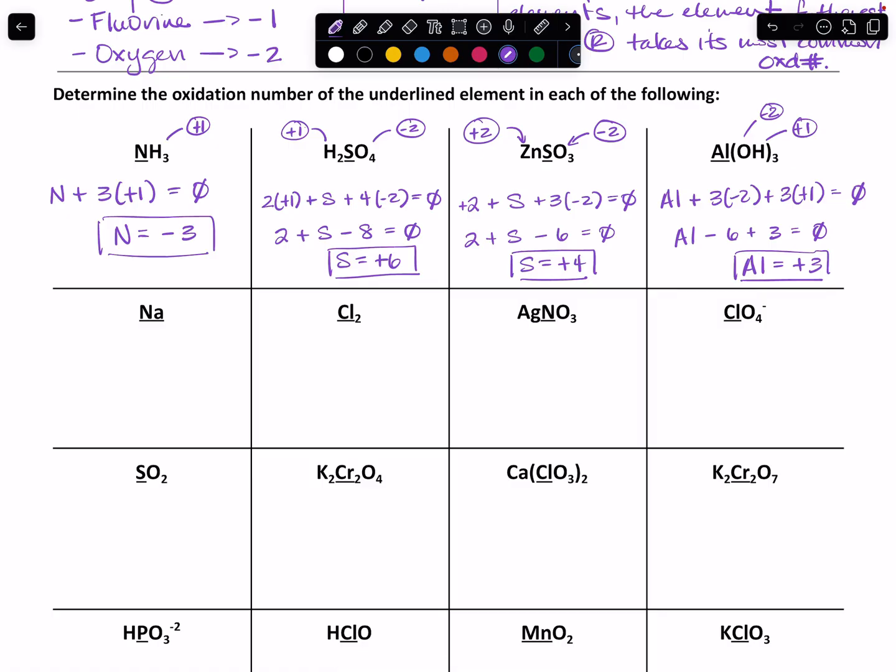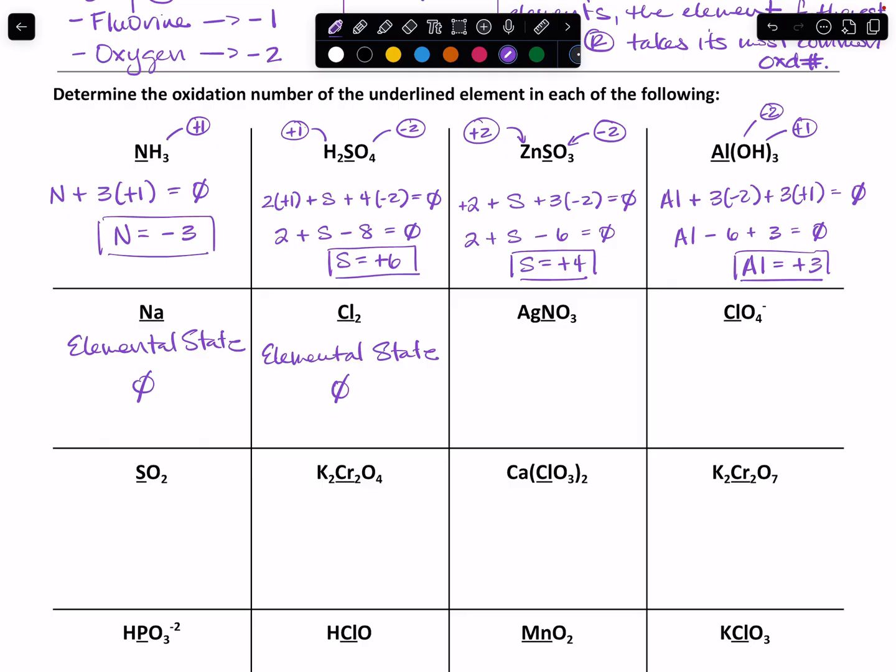All right, up next, sodium. This is an elemental state. And when that is the case, the oxidation number is 0. All right, we move over to Cl2. This is also its elemental state. So its oxidation number again will be 0.